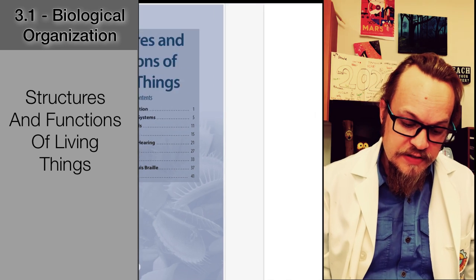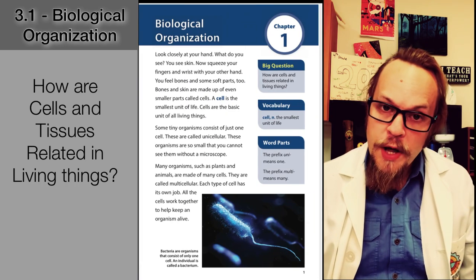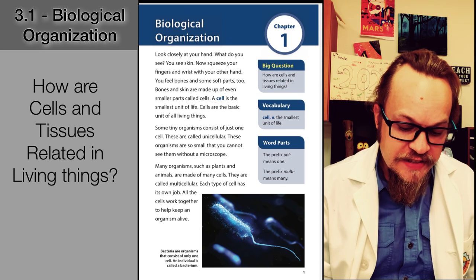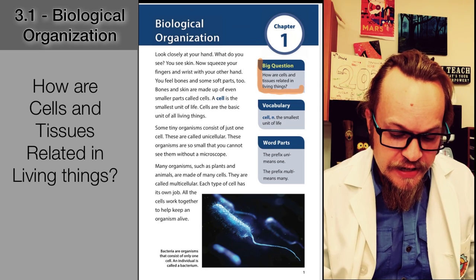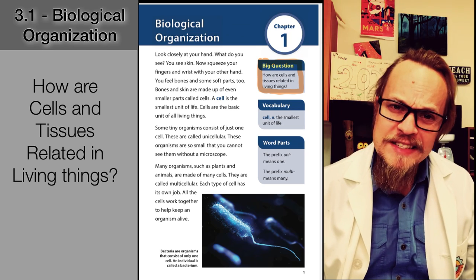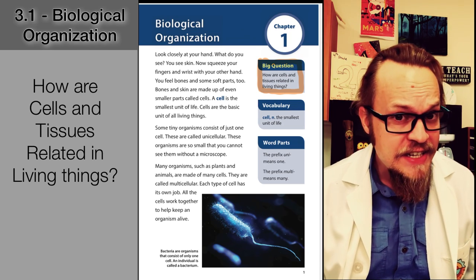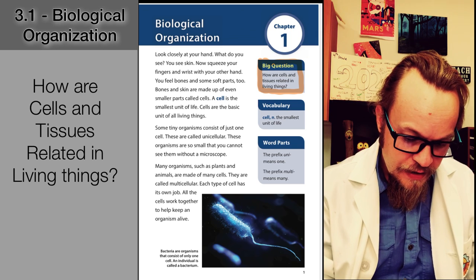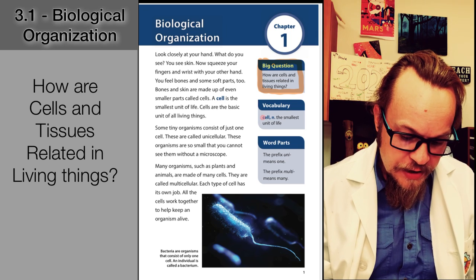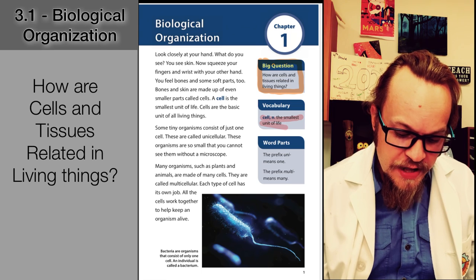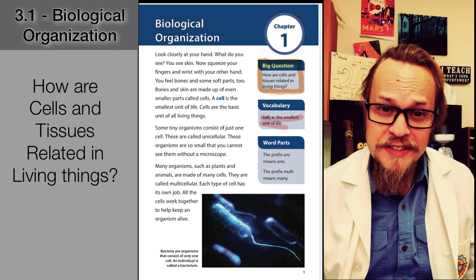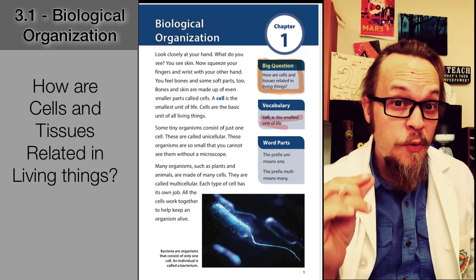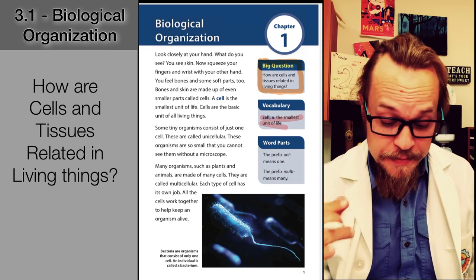Okay, so we're starting off with chapter 1, biological organization. Remember we have the big question here, and our big question for today is, how are cells and tissues related in living things? Vocabulary. We have a cell, which is the smallest unit of life. The smallest unit of life is a single cell, or a single-celled organism like an amoeba.